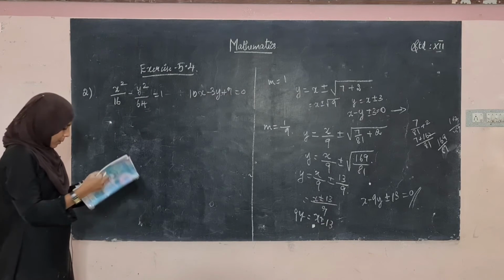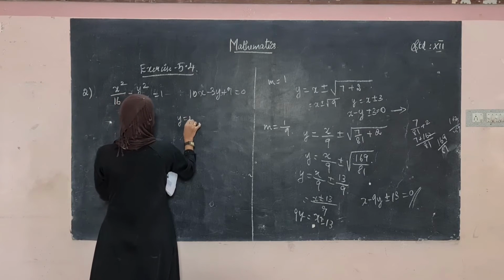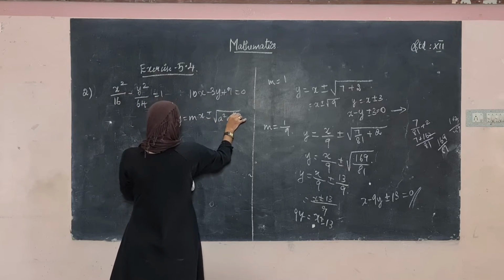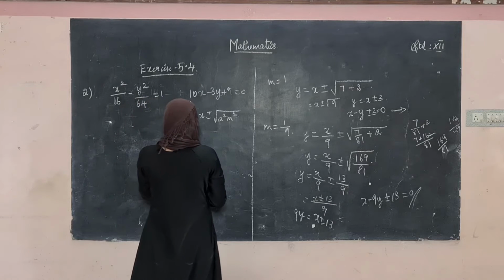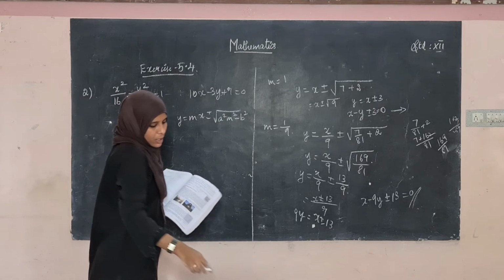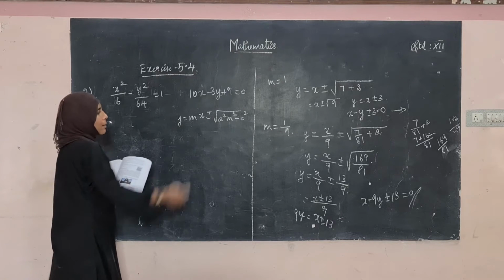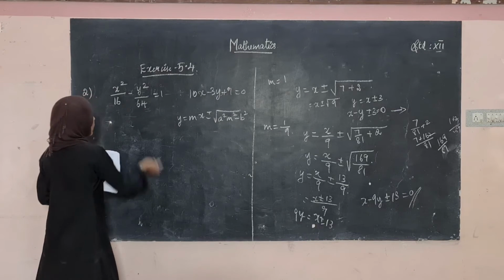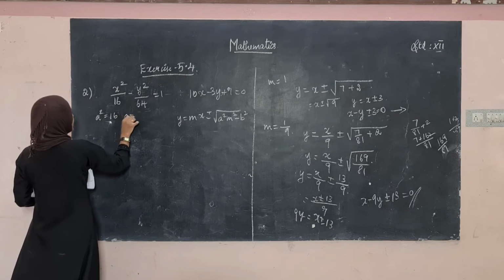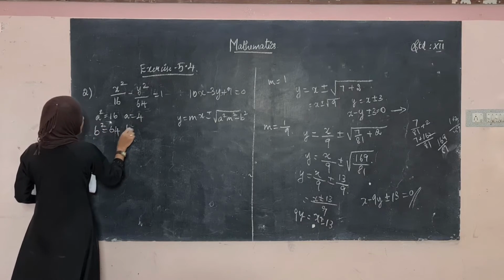So the same like the thing is, the formula is y is equal to mx plus or minus square root of a square m square minus b square for hyperbola. So this is the formula for the equation of tangent of a hyperbola, that is y is equal to mx plus or minus root of a square m square minus b square. So from this we can take a and b, right? So you see here from this a square is 16, so value of a is 4 and b square is 64, so b is 8.